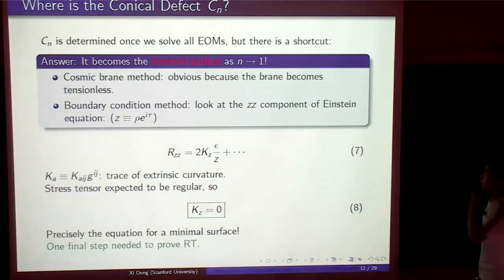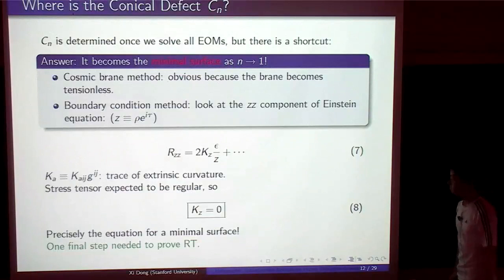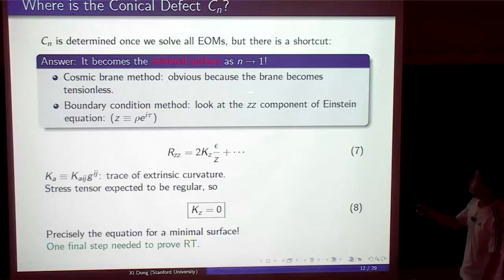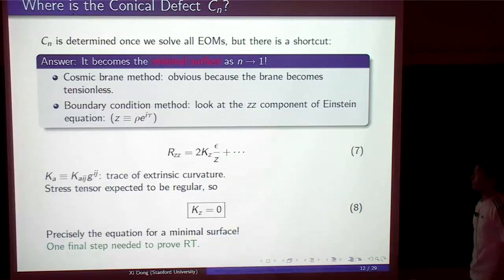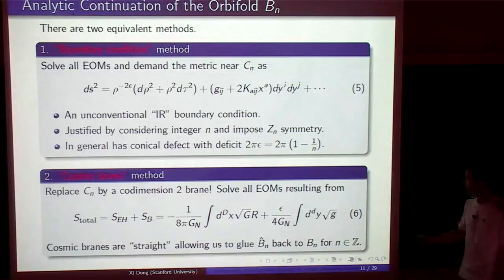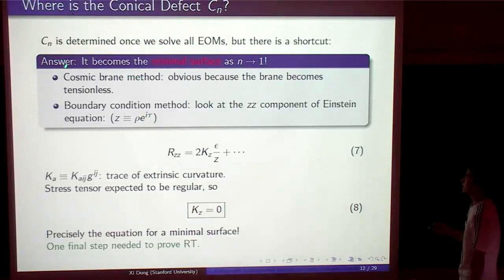So, one may ask, what is the conical defect? It's very similar to the minimal surface already. It has the right topological properties anchored at the boundary of A. And in fact, it does become the minimal surface as n goes to 1. This is particularly easy to see from the cosmic brane method. In the cosmic brane method, we simply had an area term for the tension of the brane. And as n goes to 1, which is when epsilon goes to 0, we have a probe brane. So it does not back react on the geometry anymore to leading order in the approximation. And what it does is to settle at the minimal surface of the original geometry. So that's very clear.